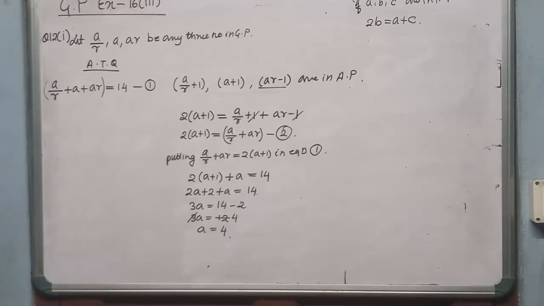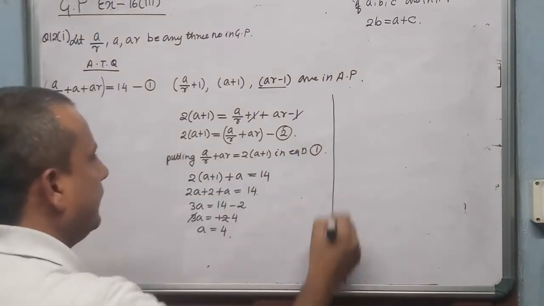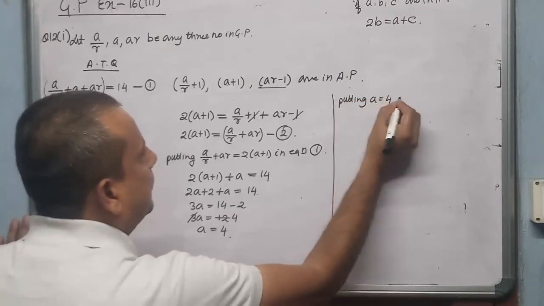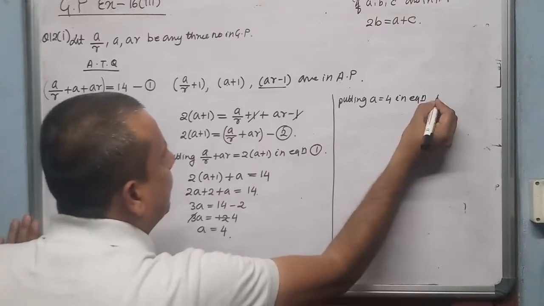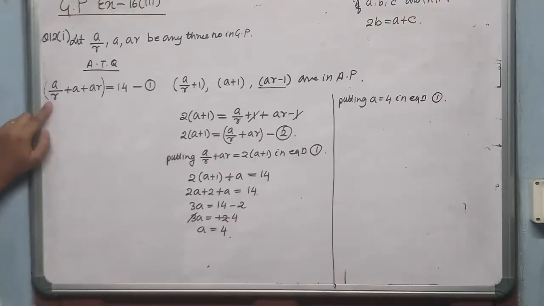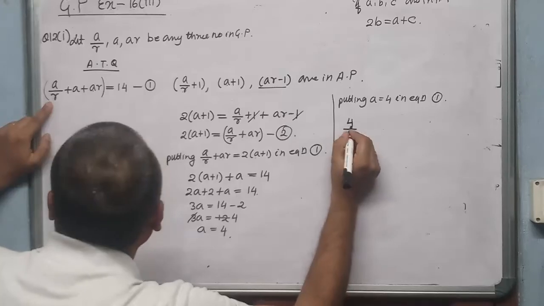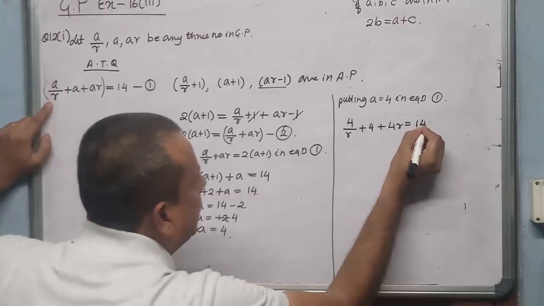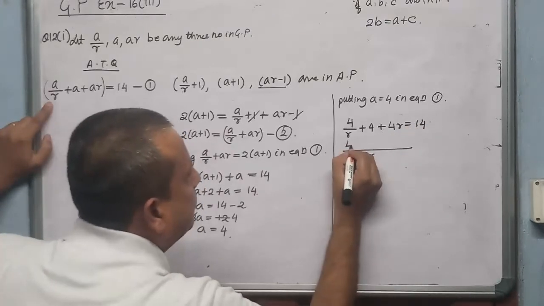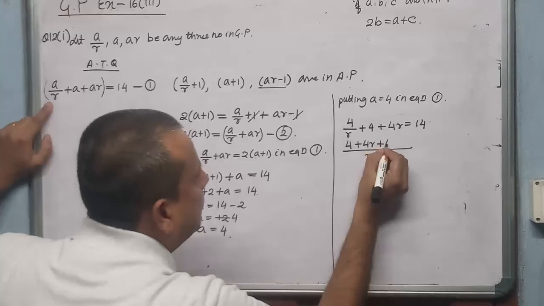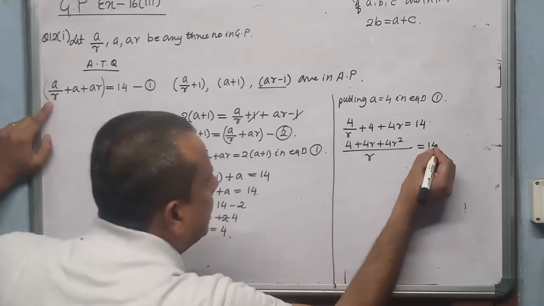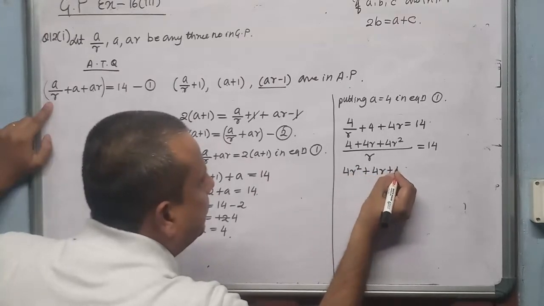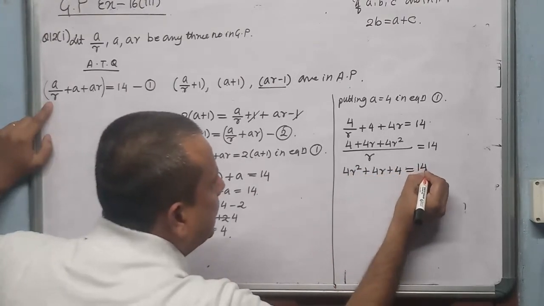Putting A equals 4 in equation number 1, so that we can calculate the value of R. It is 4 by R plus 4R equals 14. Now I'll take R as LCM. It is 4 plus 4R plus 4R squared equals 14. Now 4R squared plus 4R plus 4 equals 14R.